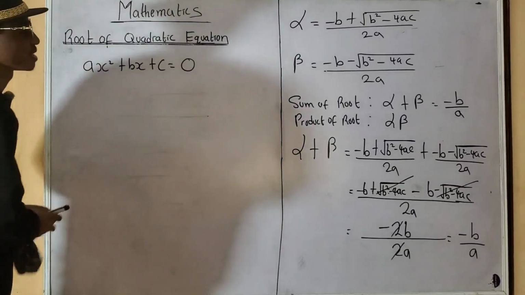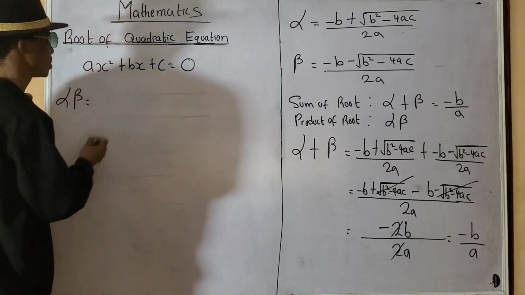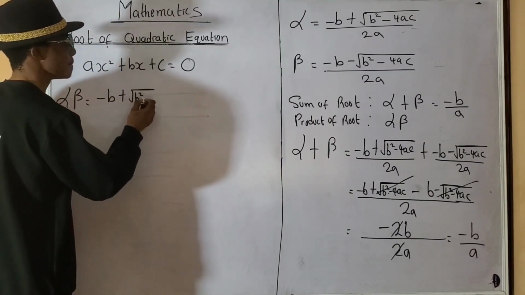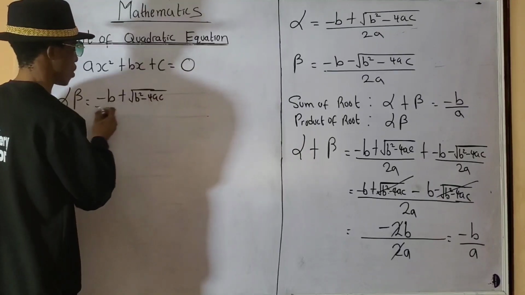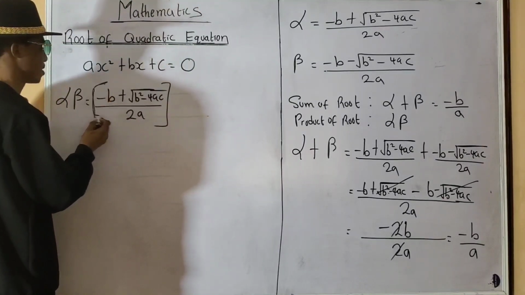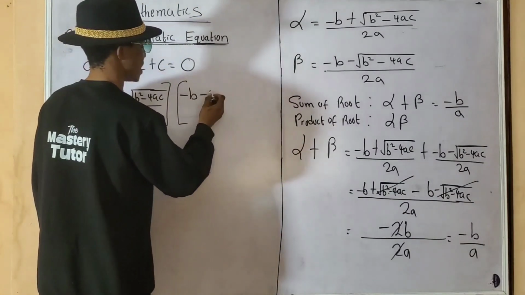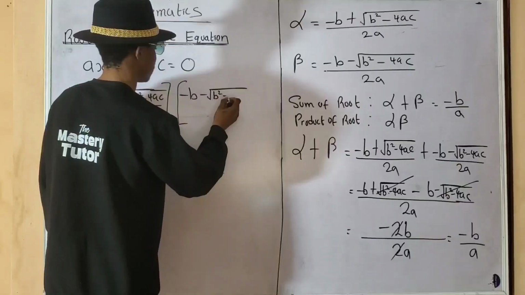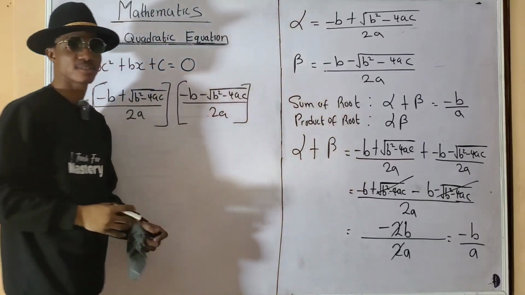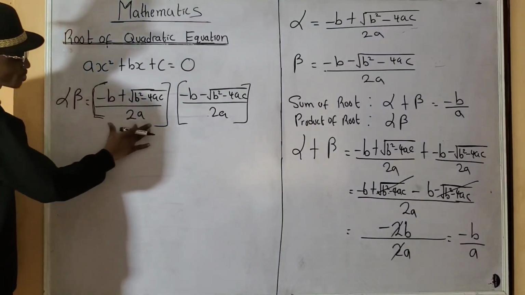For the product, alpha multiplied by beta, I'm going to have (minus b plus square root of b squared minus 4ac) all over 2a, multiplied by (minus b minus square root of b squared minus 4ac) all over 2a. Are you following? It's simple, okay? Now, let us take the product of this and this.